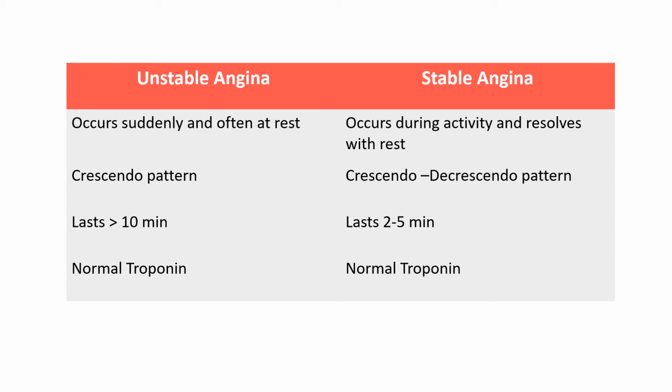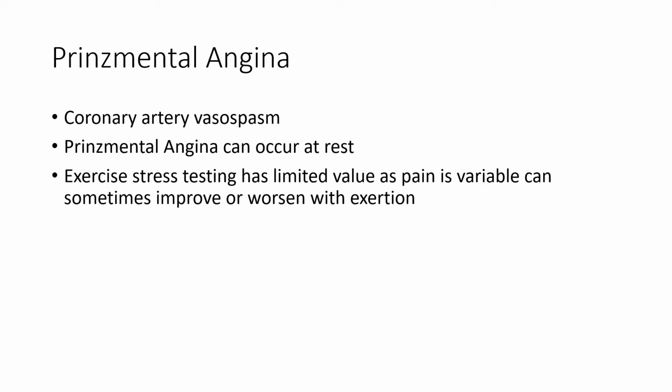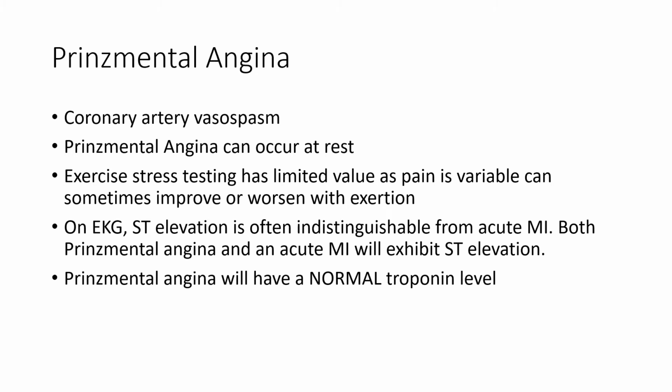Now, there's also an interesting case called Prinzmetal angina. Prinzmetal angina occurs due to coronary artery vasospasm. Typically, this condition occurs at rest, and stress testing has limited value as pain can sometimes improve or worsen with exertion. On EKG, there is often evidence of ST elevation. However, this elevation is indistinguishable from an acute MI. But despite the symptoms and ST elevations, patients with Prinzmetal angina will have a normal troponin level.